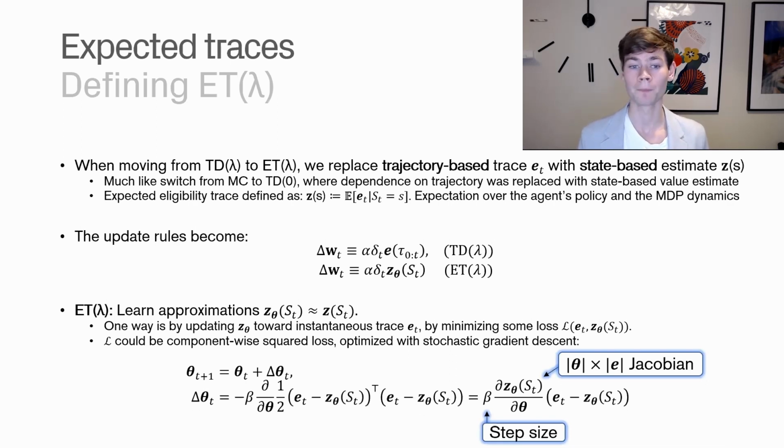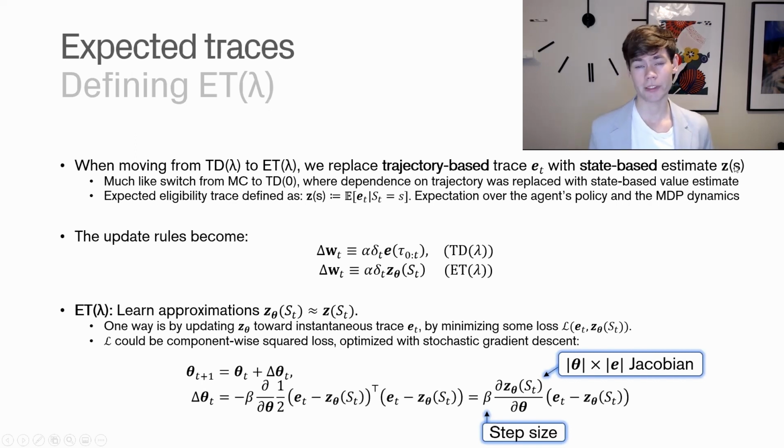So moving on then to the actual algorithm and the extension from the current algorithms to what we're considering now. We're using TD lambda as a starting point. We discussed the algorithm briefly in the beginning, and there are also plenty of videos on YouTube on TD lambda. We want to extend this to become ET lambda, which is expected trace lambda, and we replace the trajectory-based trace, e_t, with a state-based estimate, z(s).